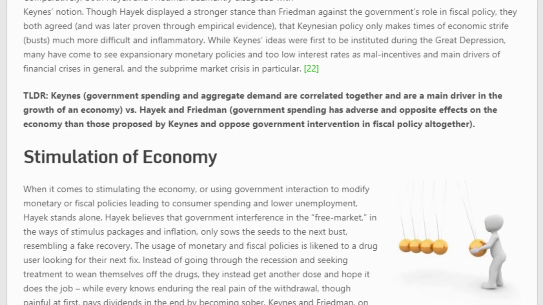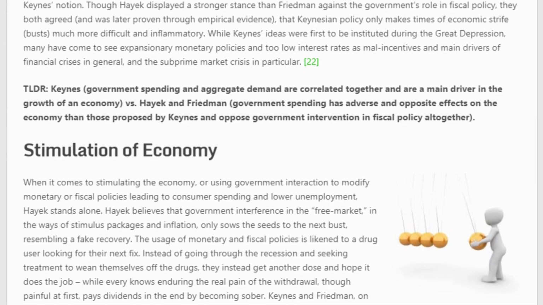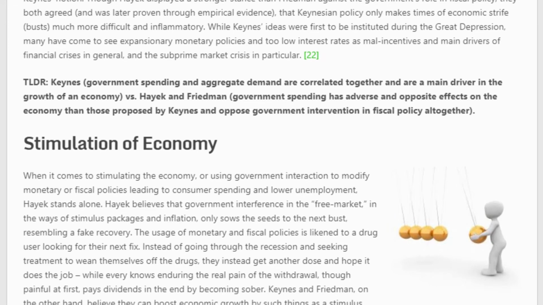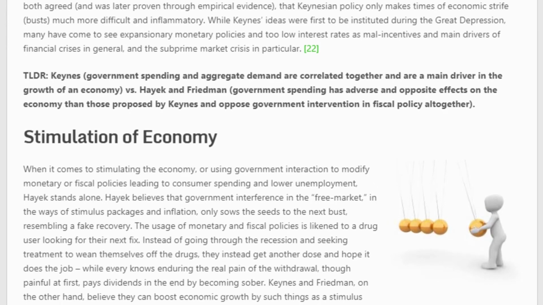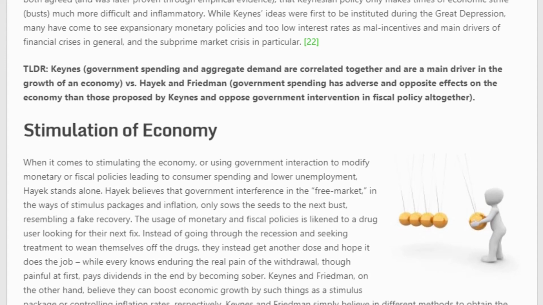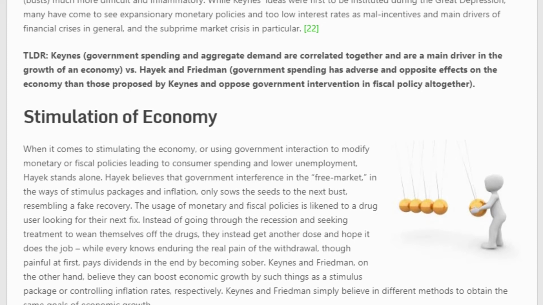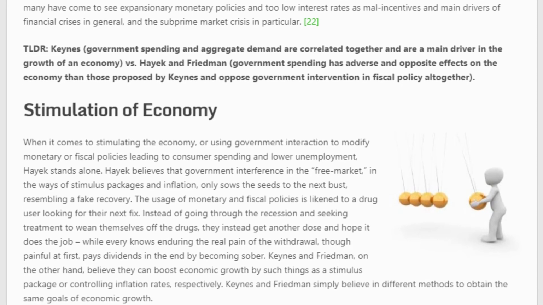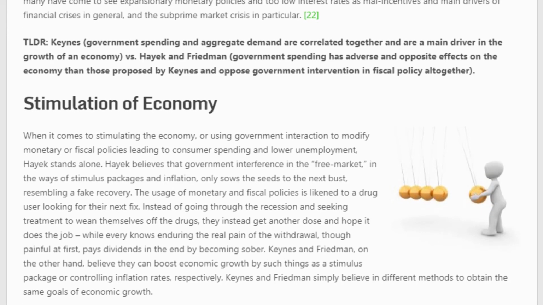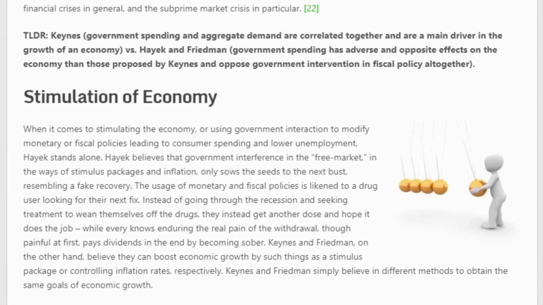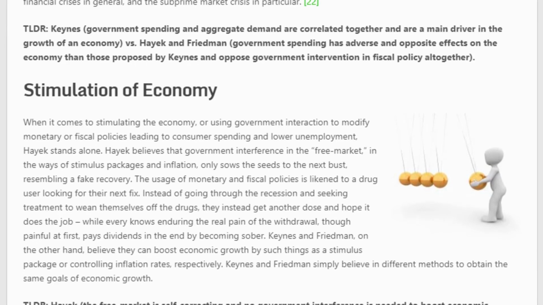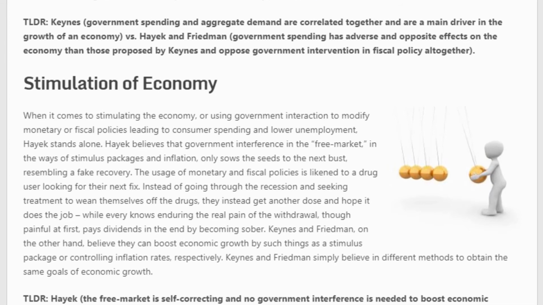How do these economists feel about the forced stimulation of an economy? When it comes to stimulating the economy or using government interaction to modify the monetary and fiscal policies leading to consumer spending and lower unemployment, Hayek stands alone. Hayek believes that government intervention in the free market, in the ways of stimulus packages and inflation, only sows the seeds to the next bust, resembling a fake recovery.